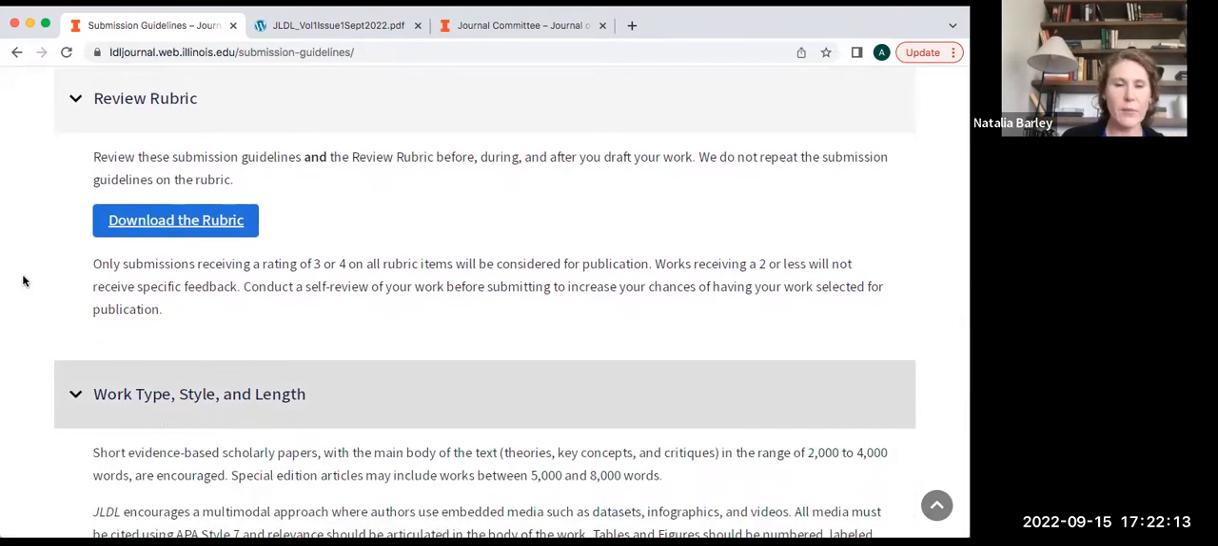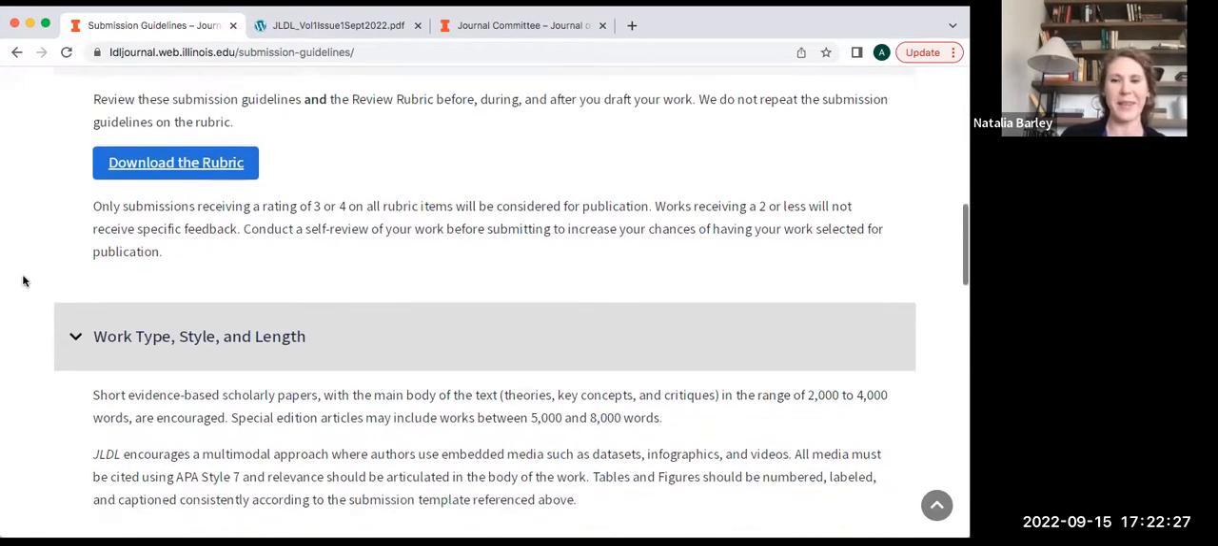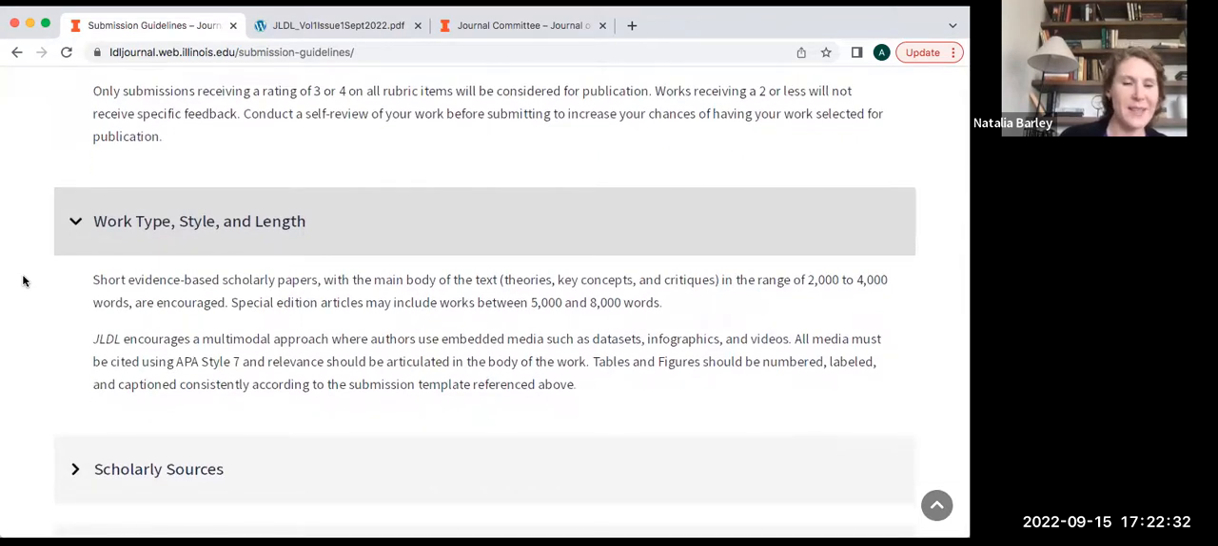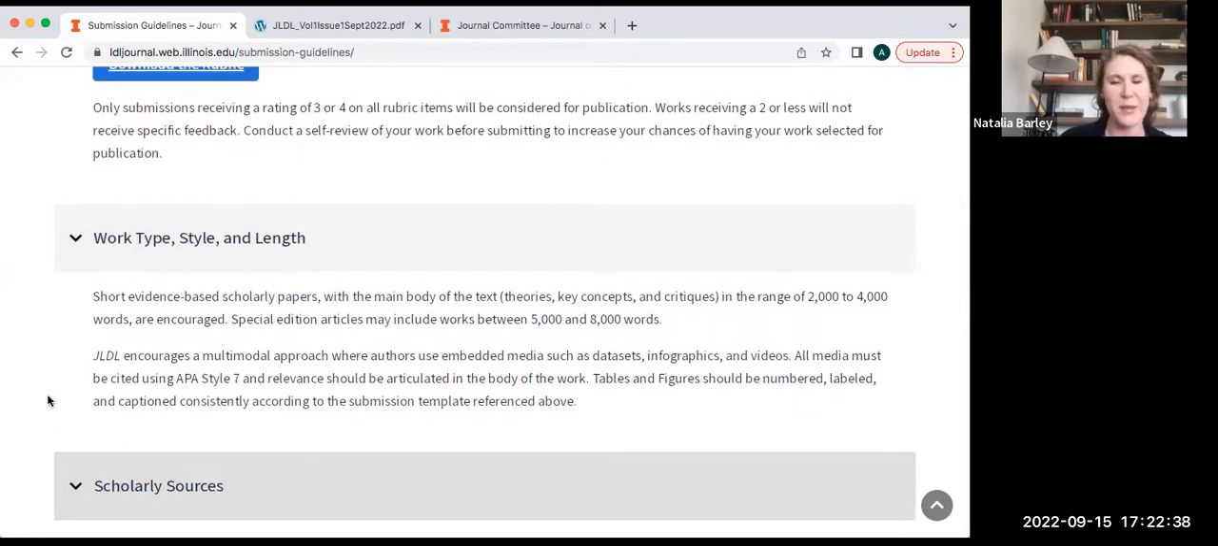Also, again, as mentioned before, we encourage a multimodal approach. So we do encourage the authors to embed different types of media, such as data sets, infographics, and videos. However, with that comes some additional formatting that's required. So we do ask that all the media is cited using APA 7th edition formatting style, and the same applies to the rest of the work as well. And we also ask that you articulate and explain the relevance of the media in the body of your work. So you explain why it is relevant, why you include it, and so on.